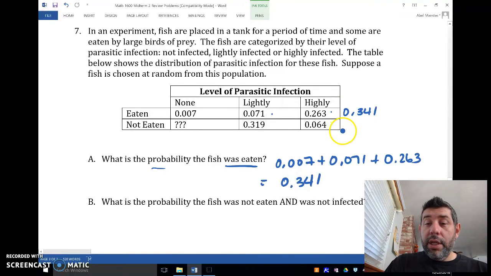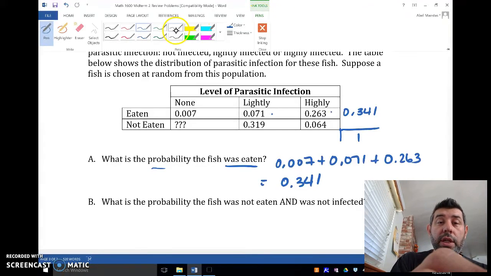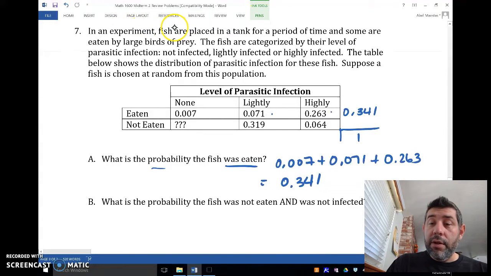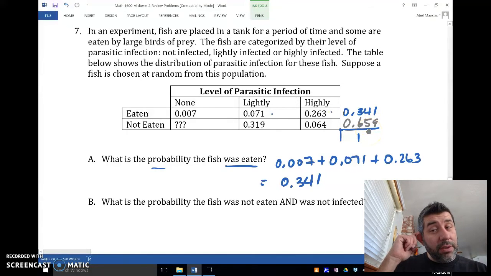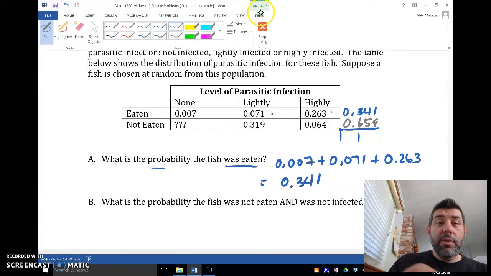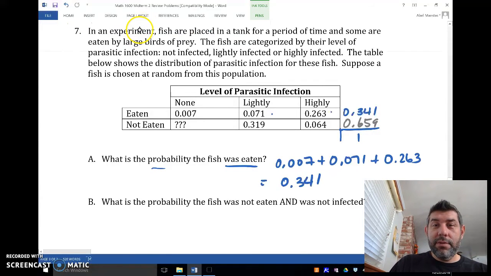All right, so we know that this entire table must be equal to 1. So right here, we have to subtract from 1, and we're going to end up with this little piece here, 0.659. And that's going to help me out in just a second, okay? That's why I did it, because it's going to help me out.